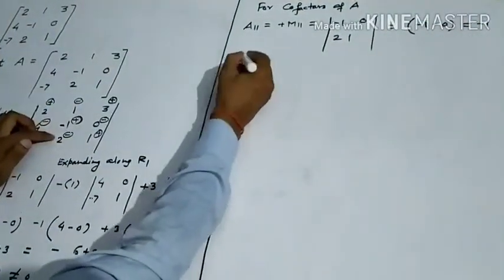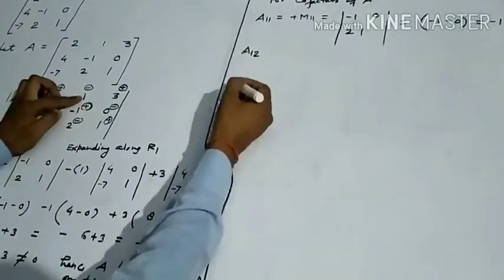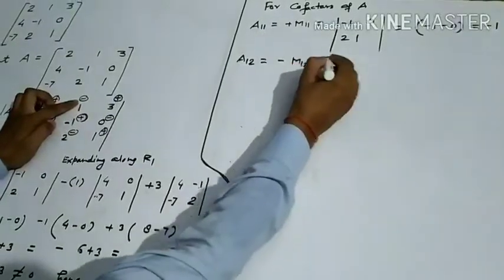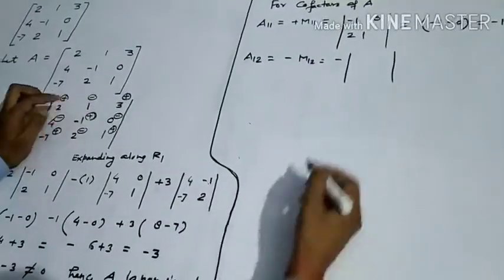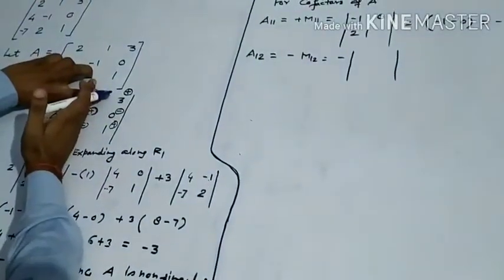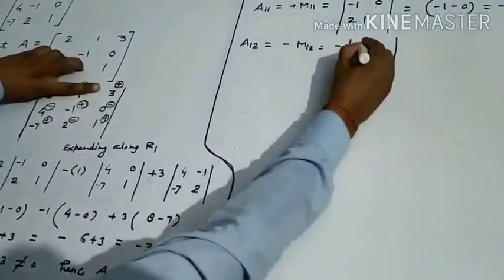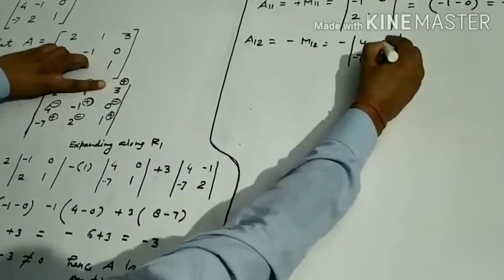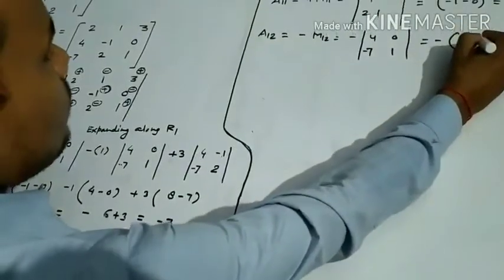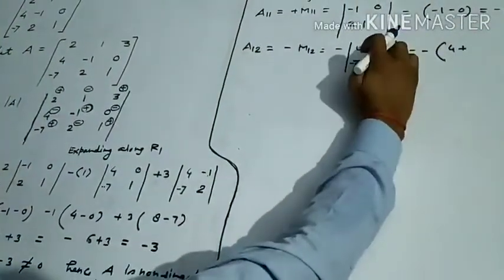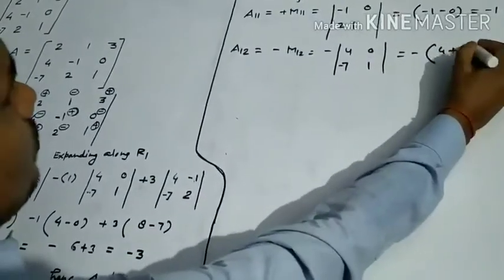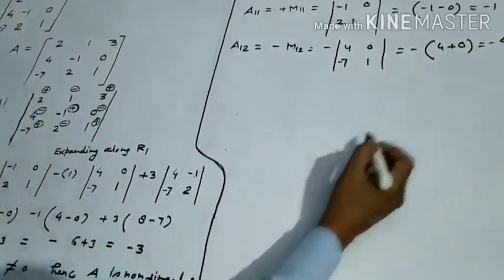Then the cofactor of the element of the first row and second column, which is the 1. So the sign is minus, and then M12 is equal to minus the subdeterminant after leaving the first row and the second column. So 4, minus 7, 0, 1. This is 4 minus 0, 0 into minus 7 means minus 0, and then plus 0, and here this is minus 4.